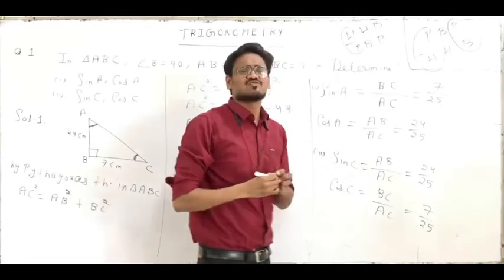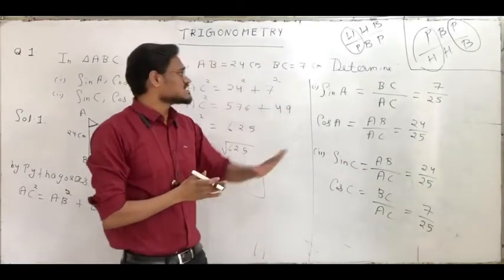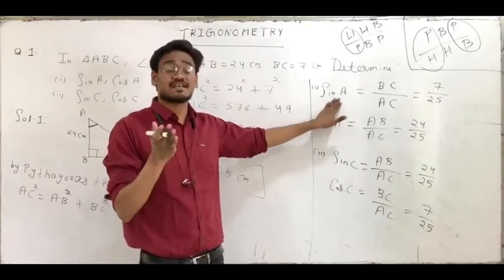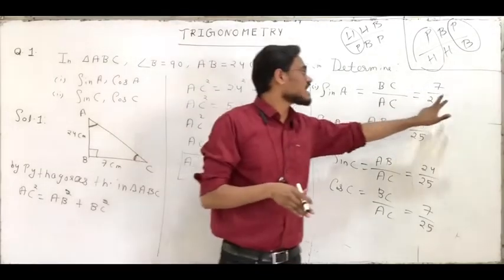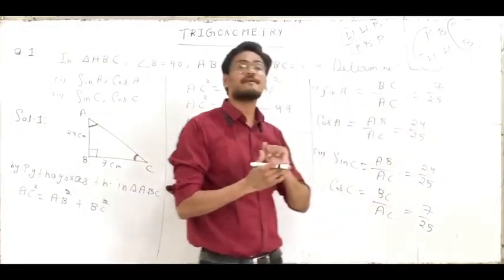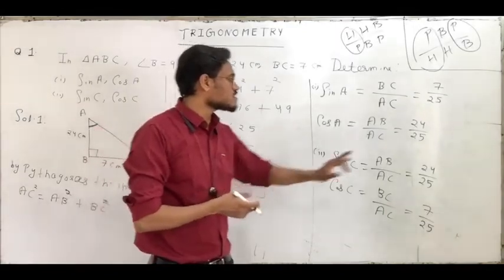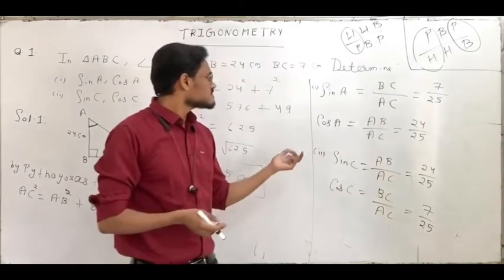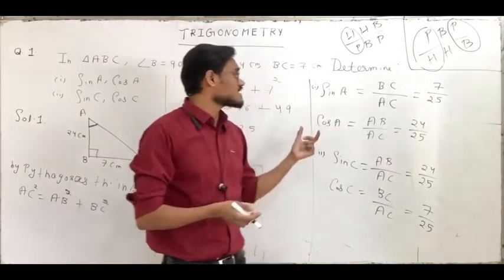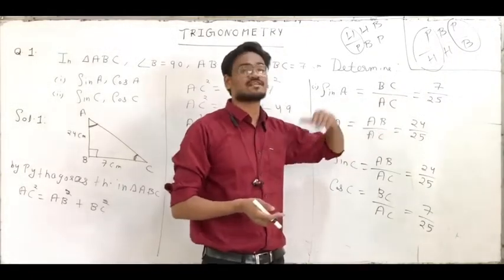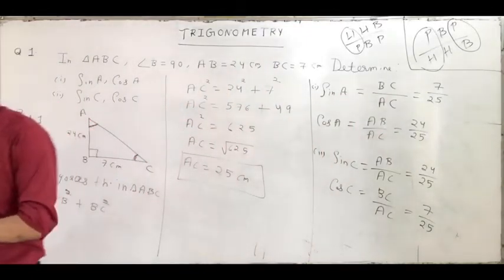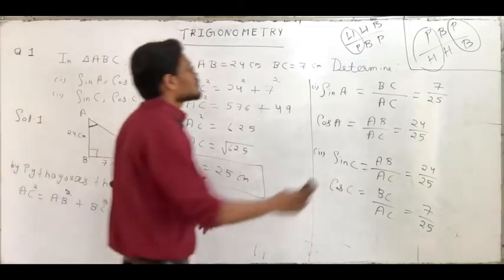Or better is to use the reciprocal relation directly. Just reciprocate this. The reciprocal of sin A is cosec A. So the answer of cosec A is going to be 25 by 7. Similarly, sec A is going to be 25 by 24 and cot A is going to be 24 by 7, the reciprocal of tan A. So note it down.